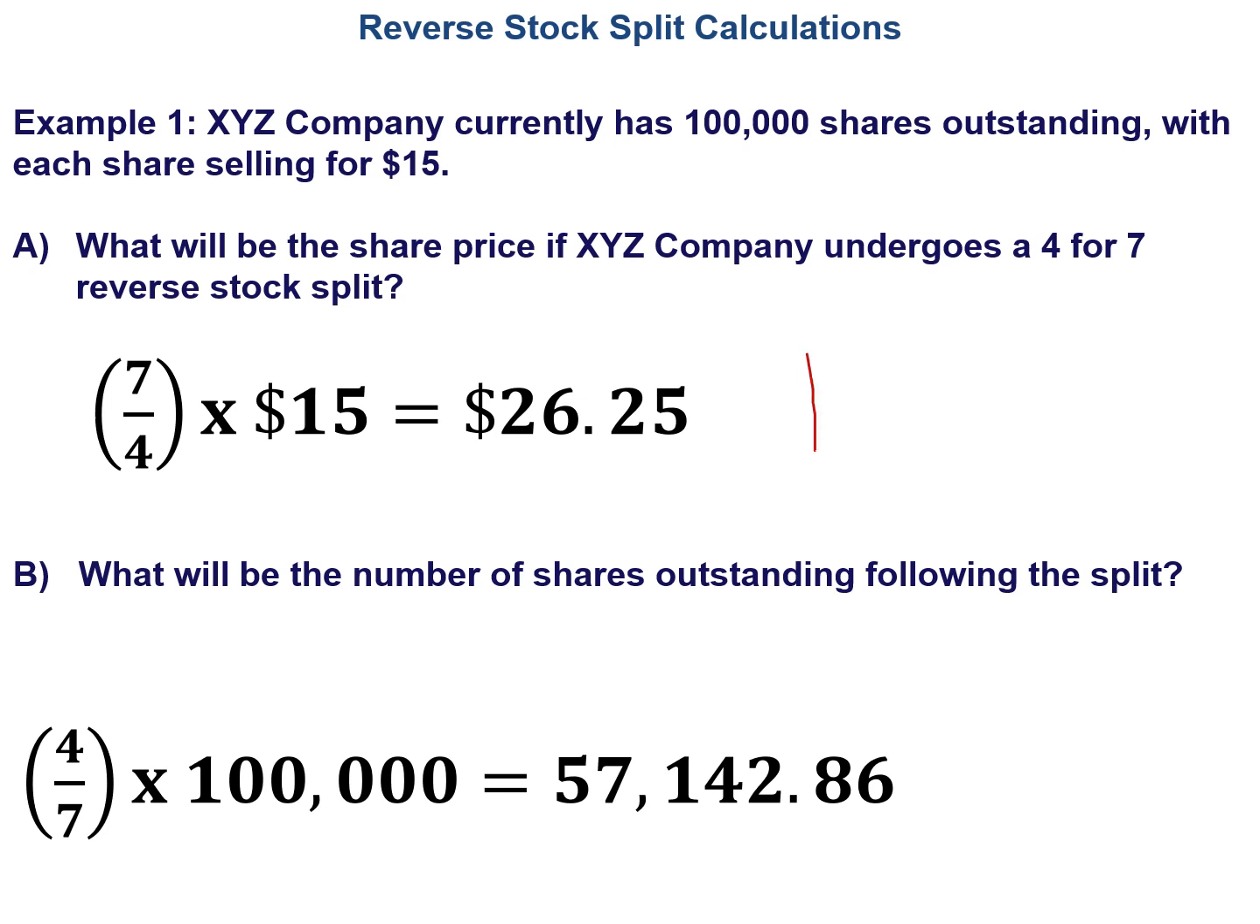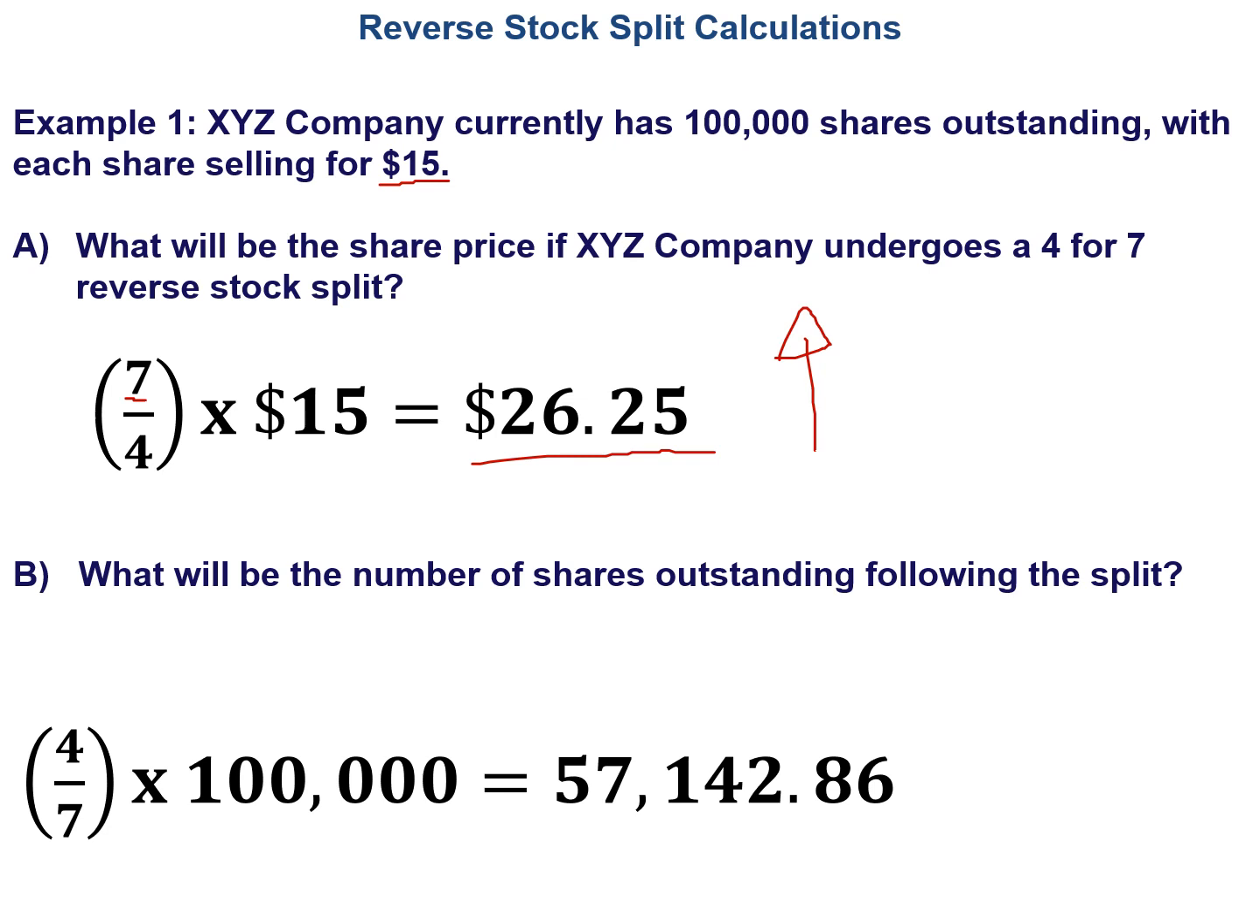So we know that the price is going to go up. In other words, we know it's going to be higher than the $15 that it was trading at before the split. So if we did 4 divided by 7 times 15, it would be lower. So that would not make sense. So we know that in reverse stock splits, when we're calculating the price after the split, we put the higher number, which is 7, and then we divide it by 4. So 7 divided by 4 times 15, and then when you do that, you get 26.25. So this is the price it will be trading at after the split.